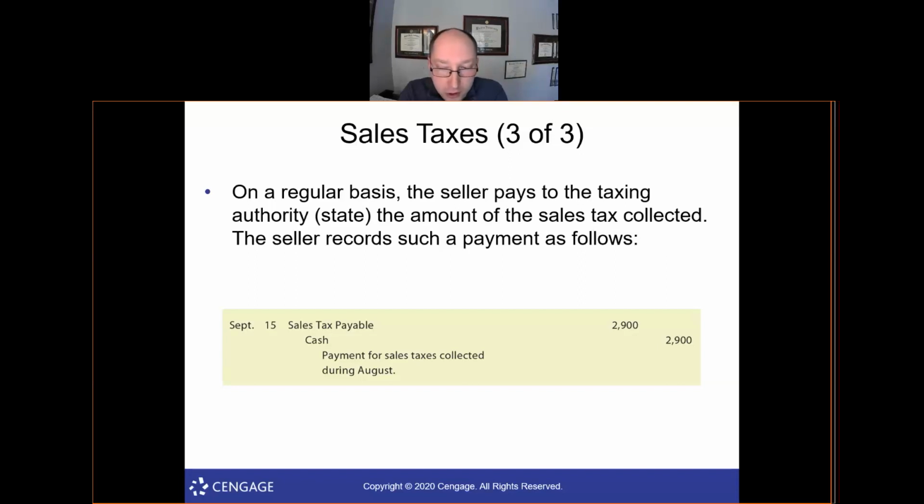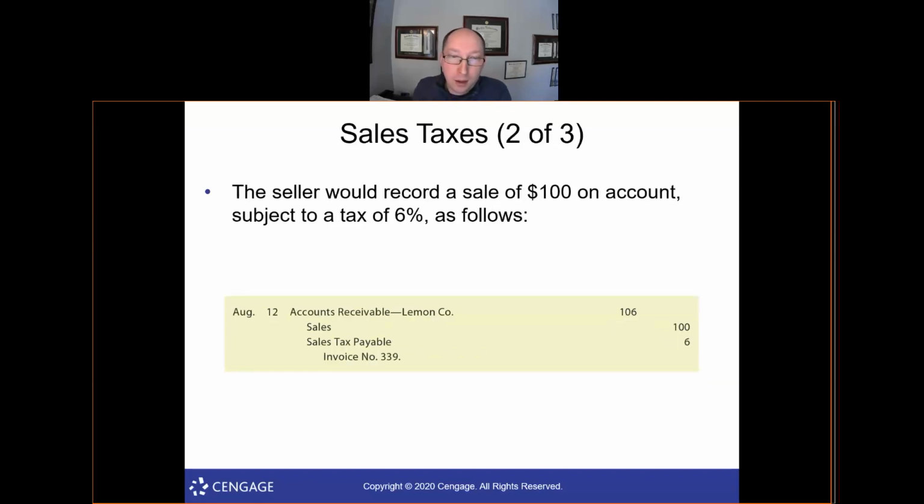So here's how it works, David. We made the sale, $100, right? We collected $106 from our customer. That $6 is the sales tax, right? So we credit sales 100. We credit sales tax payable 6. Remember, when you hear the word payable, I mean we have to pay that. That's a liability. Right. Yeah, exactly.